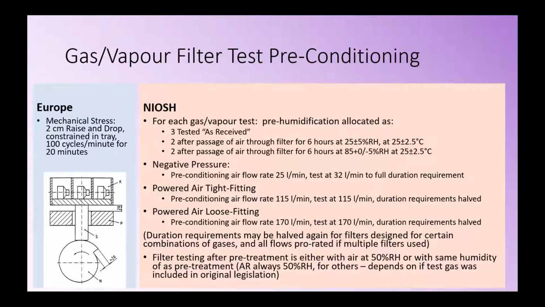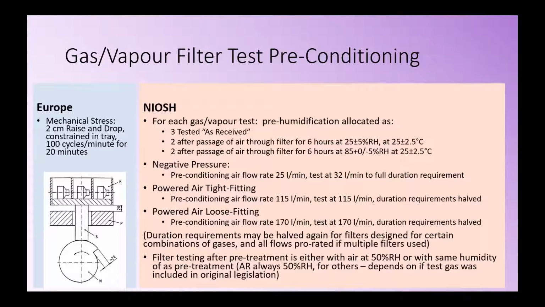Mention preconditioning as well, because that's very different between the two standards here. In Europe, we have a mechanical stress, a rise and drop that I've described, with the filters constrained in a tray. For NIOSH, it is humidification preconditioning, where we have filters allocated to receive different kinds of preconditioning humidities and at different flow rates according to whether it's a negative pressure or powered air filter. So the effect of preconditioning then changes the test flow rate that's used. And in some cases, it changes the humidity that the filter is then tested at.